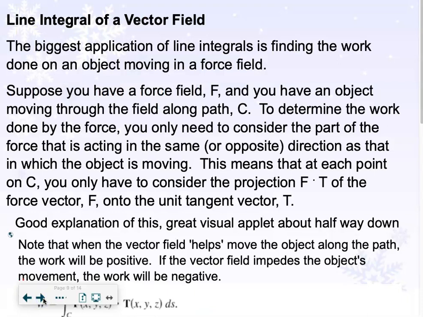This is the part where there's a lot of words, and I want to walk you through, and then I have a little visual, and then we'll call it a day and pick this up on Monday. One of the biggest applications of line integrals is calculating the work done on an object moving through a vector field. We've been graphing vector fields. Now we're going to talk about an object following a path through a vector field and the work that is done on the object as it follows along the path through the vector field.